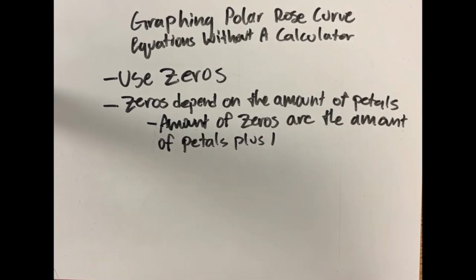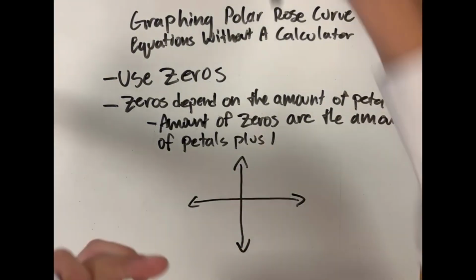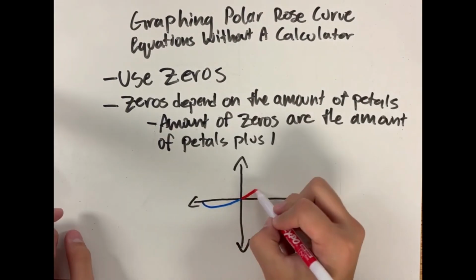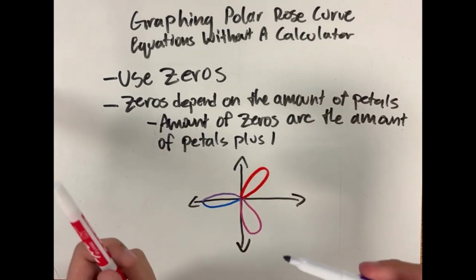Now we're going to draw what a basic rose curve would look like to show that the amount of times that it goes through the origin is the amount of zeros there are. And as you can see, there's only 3 petals, but there's 4 colors.